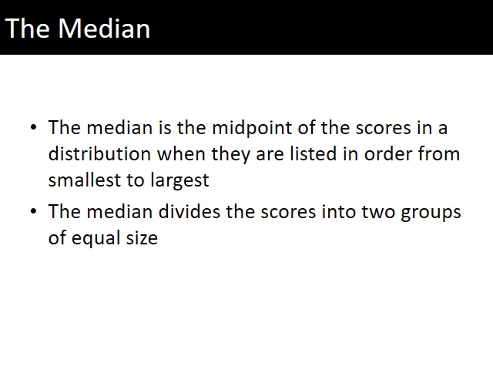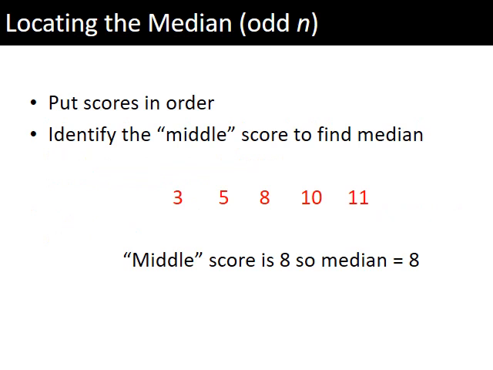Okay, so we talked about means. Another measure of central tendency is known as the median. The median is the midpoint of the scores in a distribution when they are listed in order from smallest to largest. So the median divides the scores into 2 groups of equal size. If we were to locate the median in this set of 5 scores, 3, 5, 8, 10, and 11, the first thing you want to do is put the scores in order, and then identify the middle score. The middle score in this case is 8, so the median would be 8.